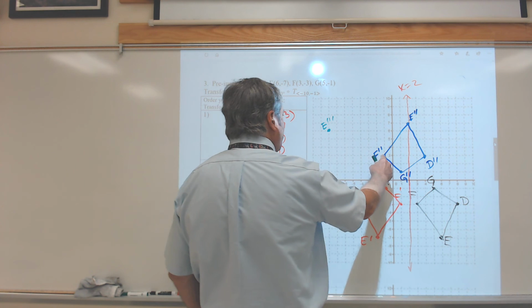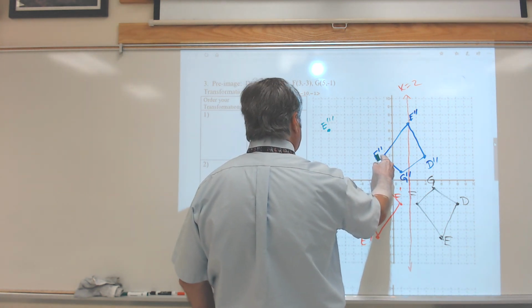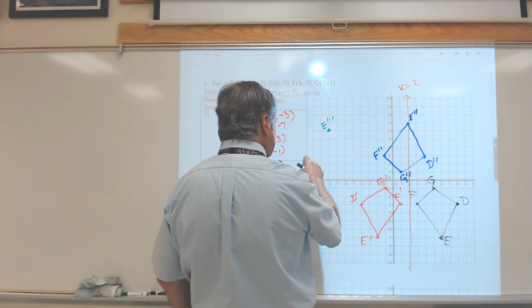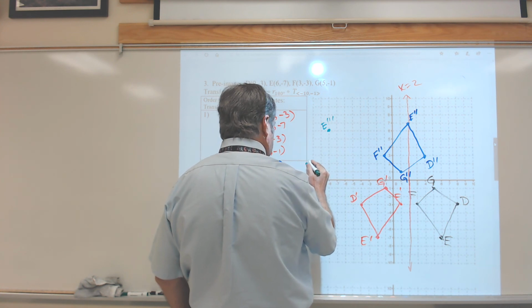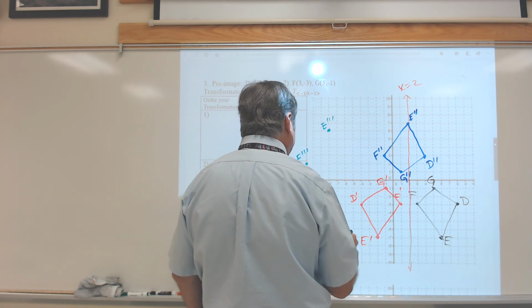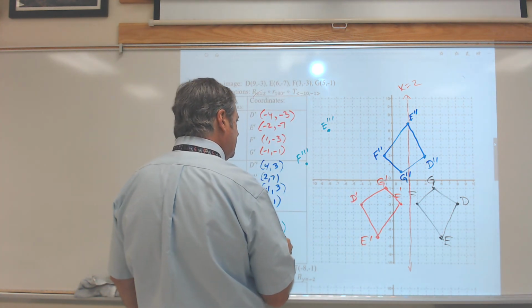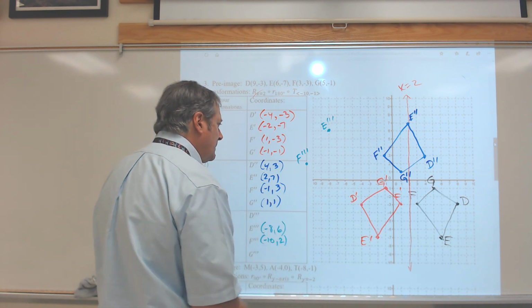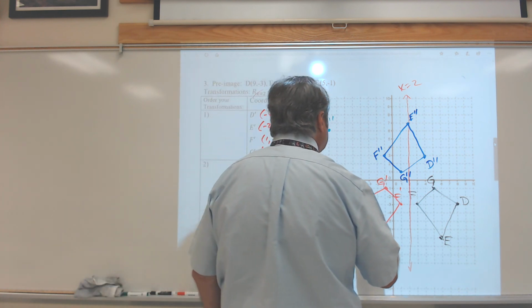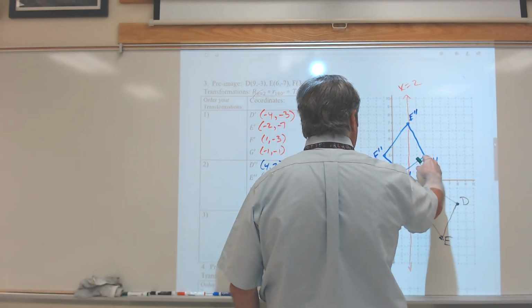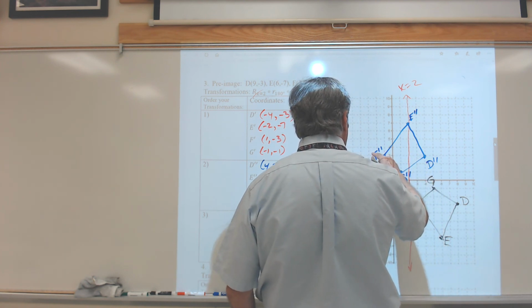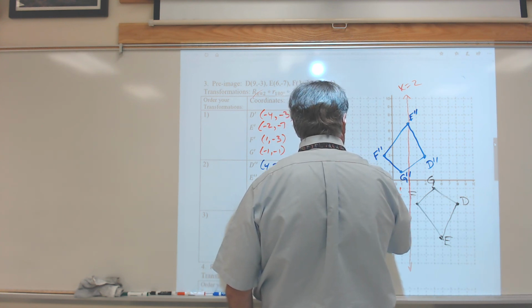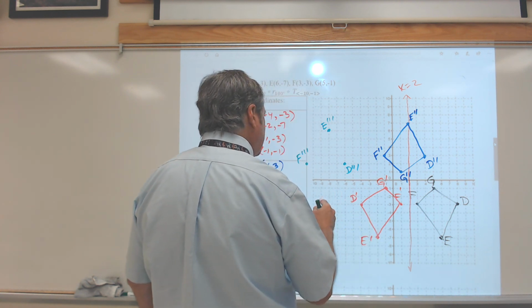Okay, let's take F double prime and move to F triple prime. We go left 10 and down 1. 1, 2, 3, 4, 5, 6, 7, 8, 9, 10. Well, I had to cheat. Down 1. All right, so that's F triple prime, and that would be at negative 10, 2. Let's see. Let's go with D double prime. We go left 10, 1, 2, 3, 4, 5, 6, 7, 8, 9, 10, and down 1. And this is D triple prime, and so that's at negative 6, 2.